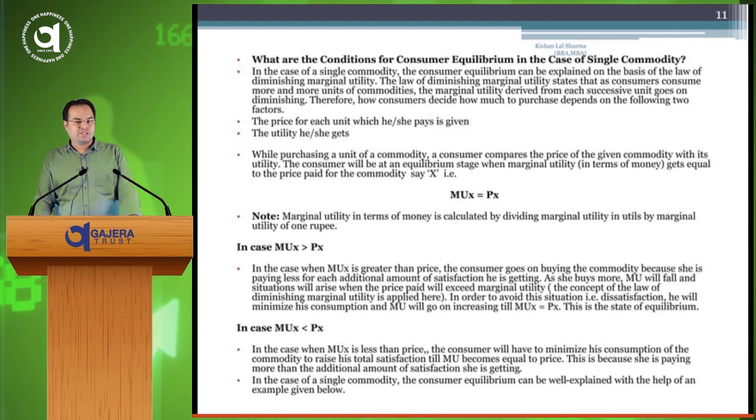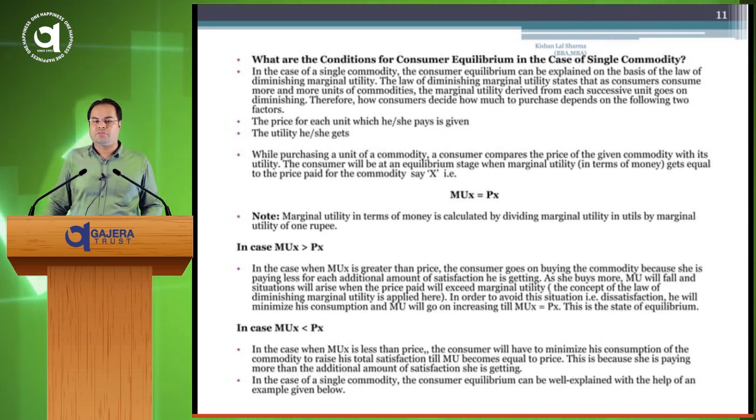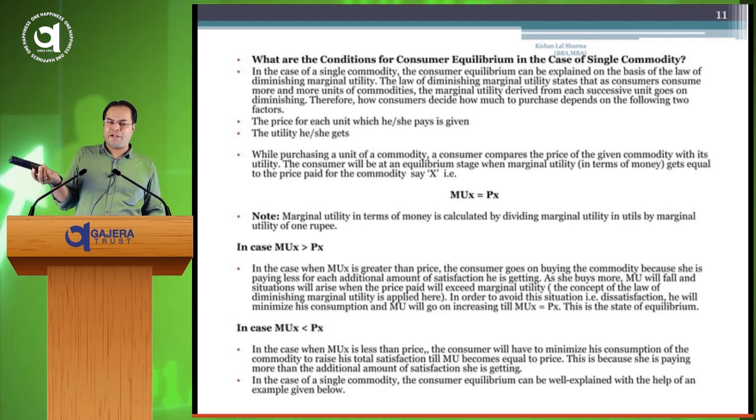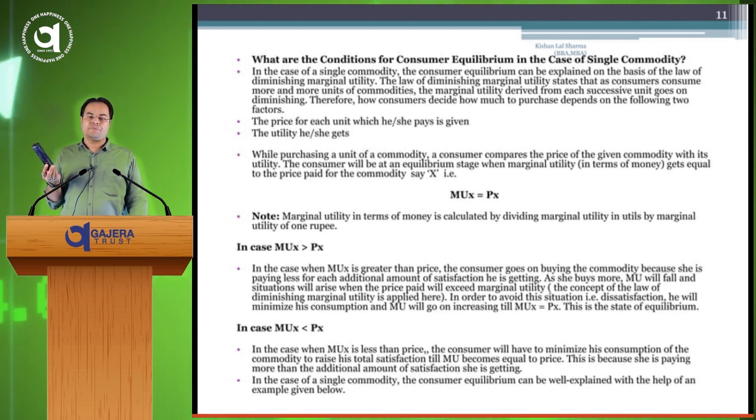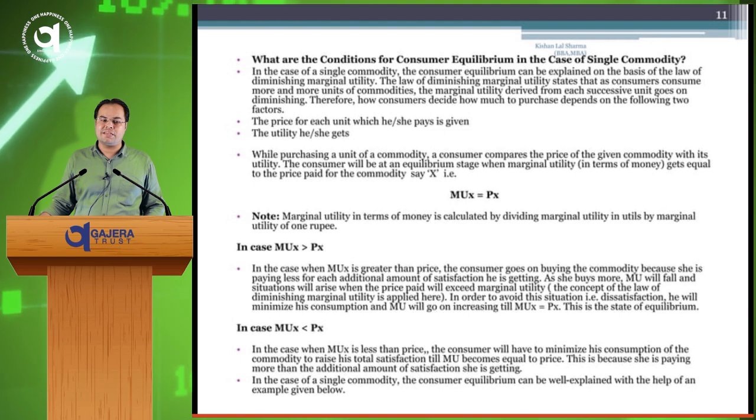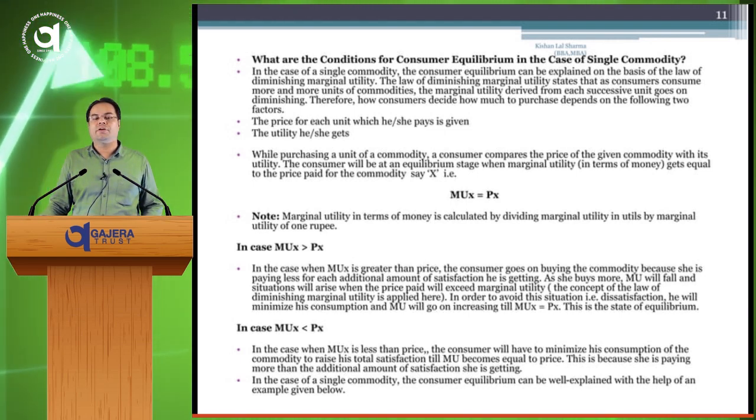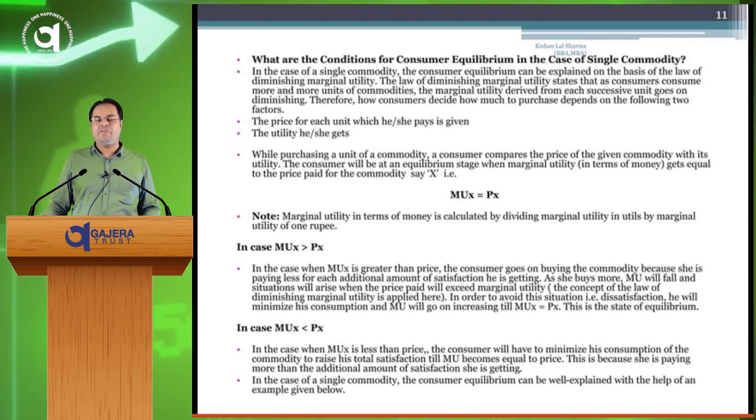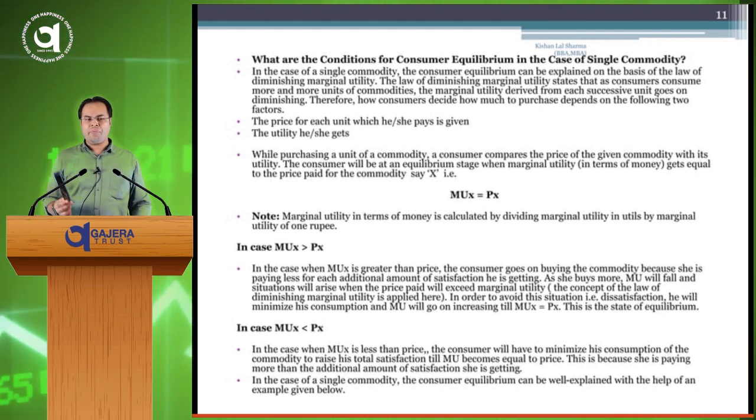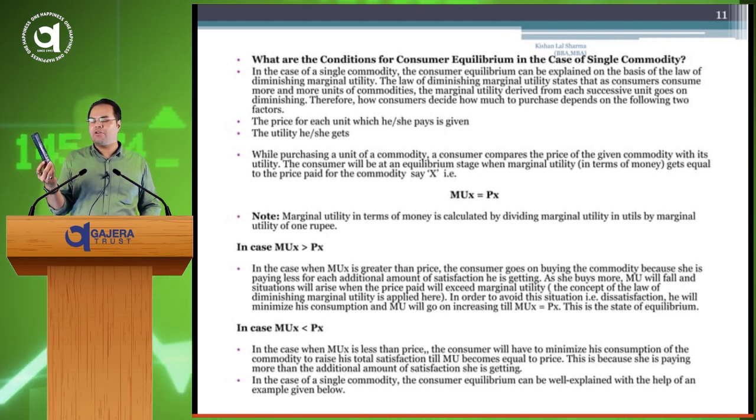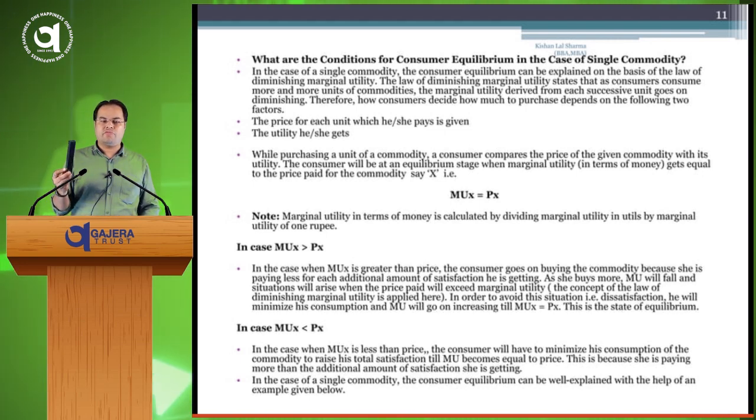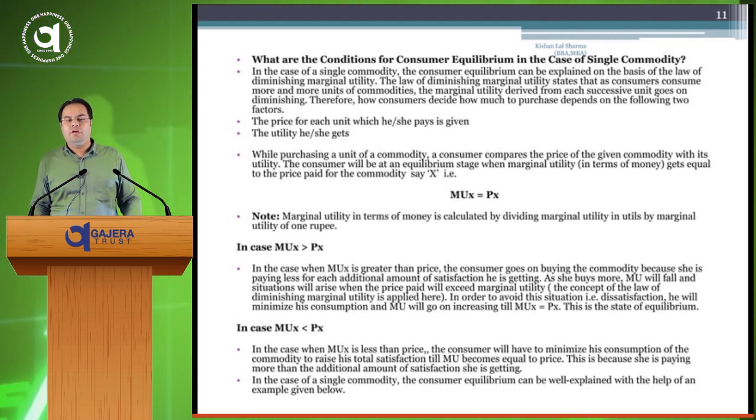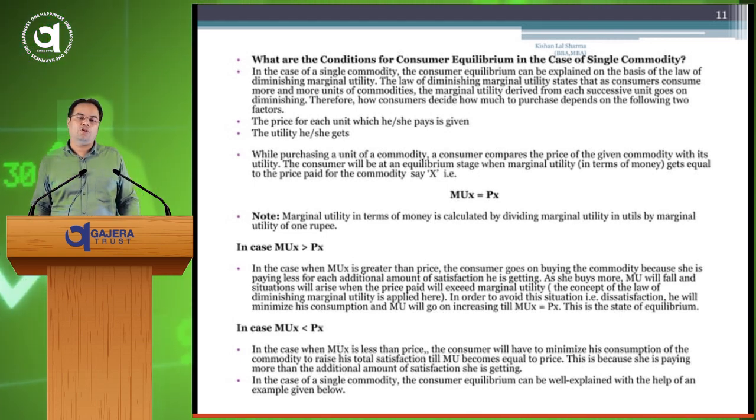In order to avoid this situation, dissatisfaction, that now I am not satisfied with this product at 10 rupees, because some other better product is there, or one at less than this price, vice versa. So now he will minimize his consumption and MU will go on increasing till MUX is equal to PX. This is the state of equilibrium, that I will now try to minimize the use, or if I have bought, I will consume it less. Okay, I will think of another product and the satisfaction level will decrease. So my MUX will be equal to PX, then I will get the state of equilibrium.